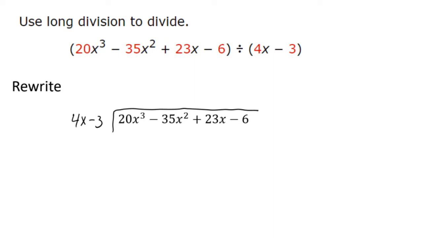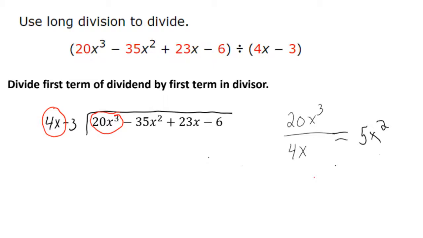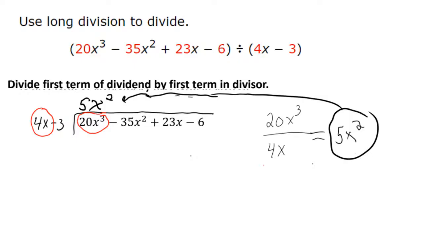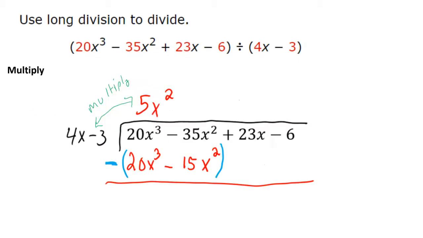Can 4x minus 3 go into just 20x cubed? No. But the 4x minus 3 can go into these terms. So I say, what term can I multiply to 4x to get 20x cubed? Well, that is 5x squared. If I multiply 5x squared to 4x, that's going to give me the 20x cubed. So I am going to multiply that 5x squared to the 4x minus 3. And that's going to give me 20x cubed, and 5x squared times a minus 3 is a minus 15x squared.